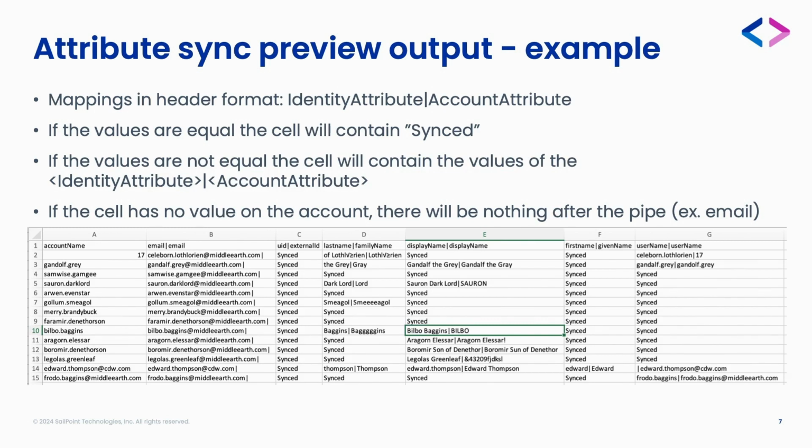If it's not synced, then the value will be the identity attribute on the left and the account attribute on the right, separated by a pipe in the middle. So that way you can see that if you turn this on, that value will go from left to right. And then also, if the cell has no value on the account or even the identity attribute, you'll see nothing after the pipe symbol. So for example, down below, we have the email. This is telling us that based on what's configured in the system, nobody has an email. And if you were to turn on attribute sync, all of those emails will get synced across. So that's something to look into.